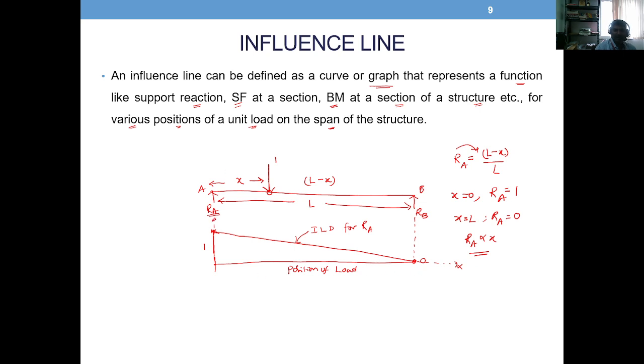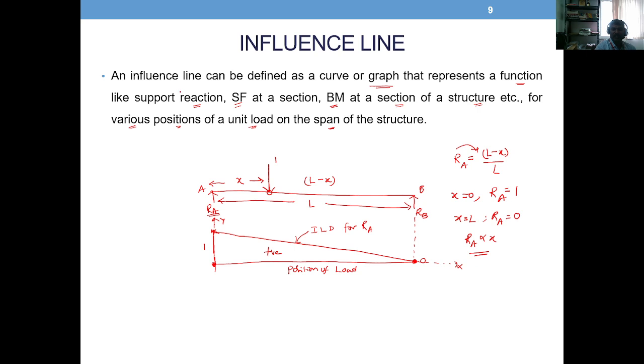On y-axis, what you plotted? Reaction at A values. When load is here, reaction at A is 1. When load moves away from point A, reaction started reducing. When load reaches B, reaction at A becomes 0. So this is the meaning of this definition.